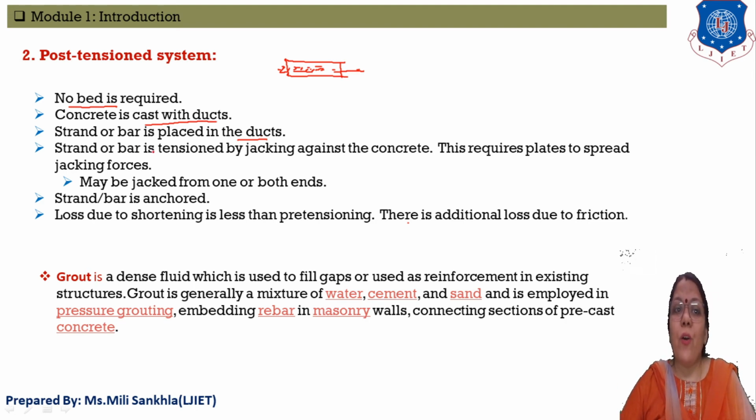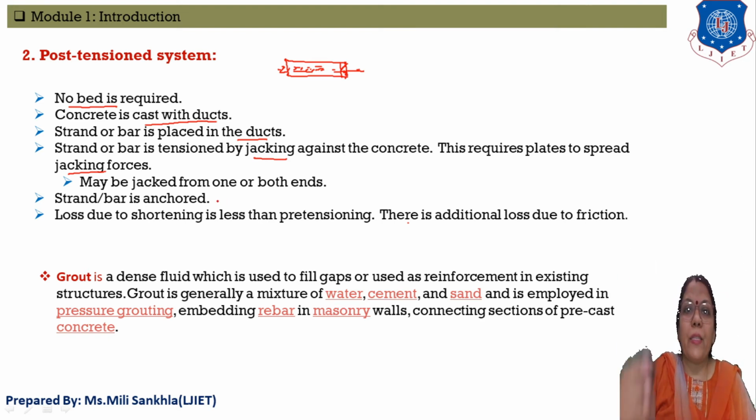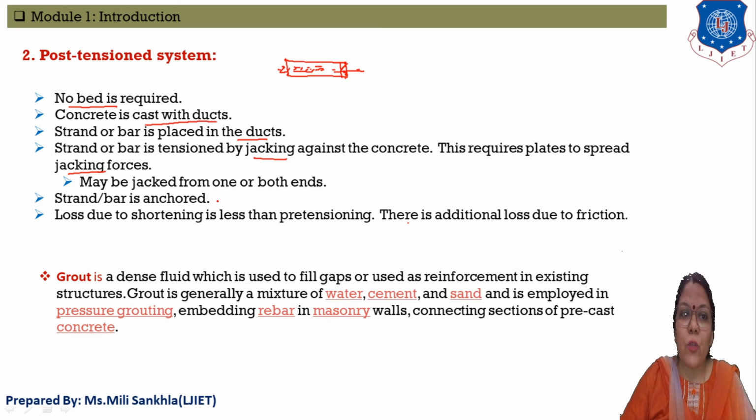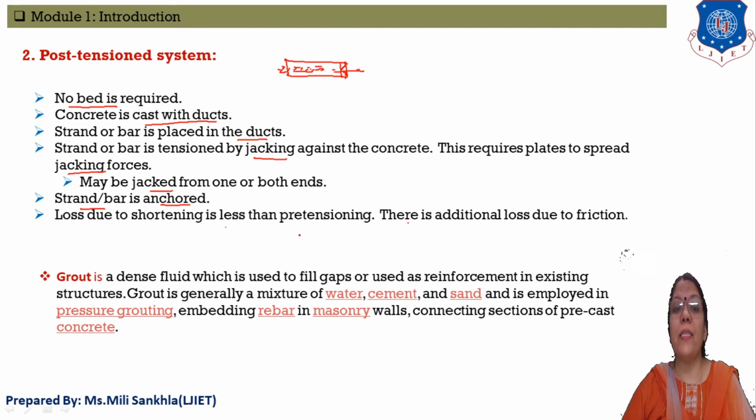Okay, strand or bar is tensioned by jacking. Here hydraulic jacks are used to provide tensioning in the tendons or strands against the concrete. This requires plates to spread the jacking force. In the last portion, anchoring plates are required for anchoring the cable or tendons. And this jacking is done on one side or two sides, that I will explain in the figure. Look at this, strand and bar are anchored. And loss due to shortening is less than in pre-tensioning. This is the benefit of the post-tensioning method.